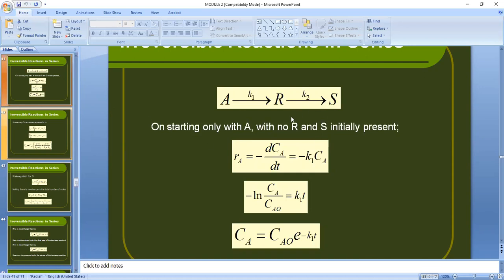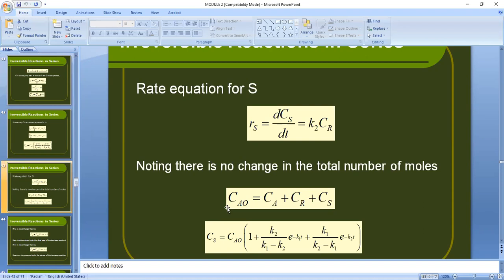What about if you already have R and S initially present? All you have to do is add it here. So CAO plus CRO plus CSO is equal to Ca plus Cr plus Cs. Anyhow, the amount of R and S that is formed will be coming from the A that is being consumed.